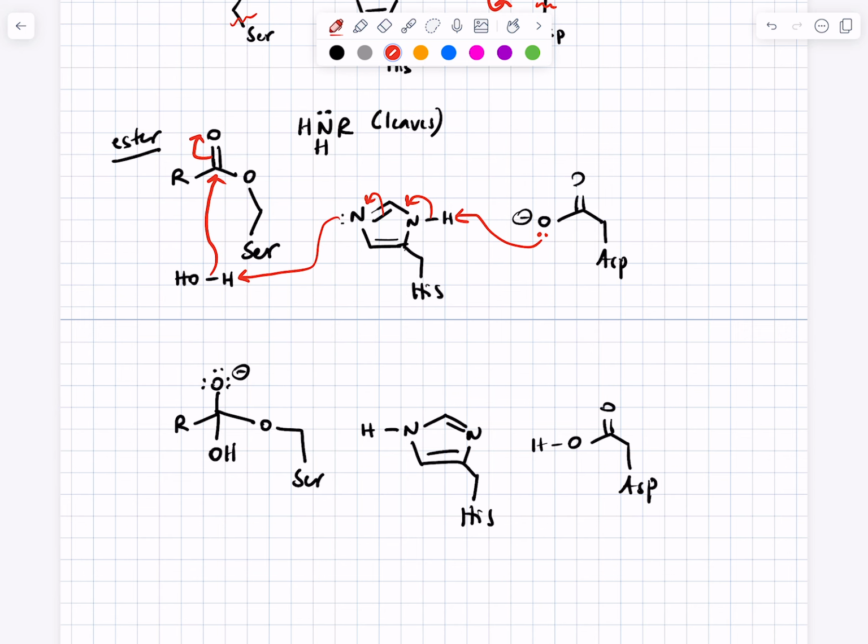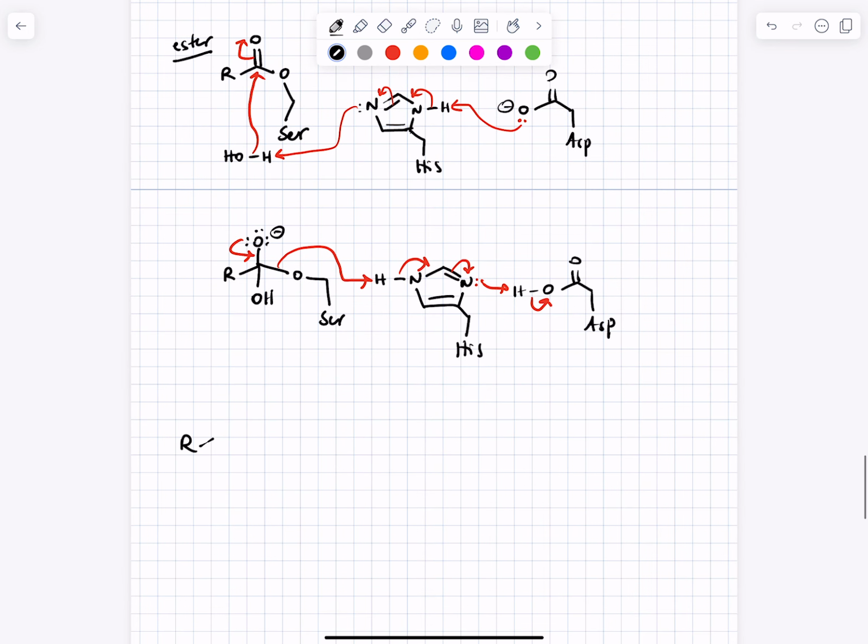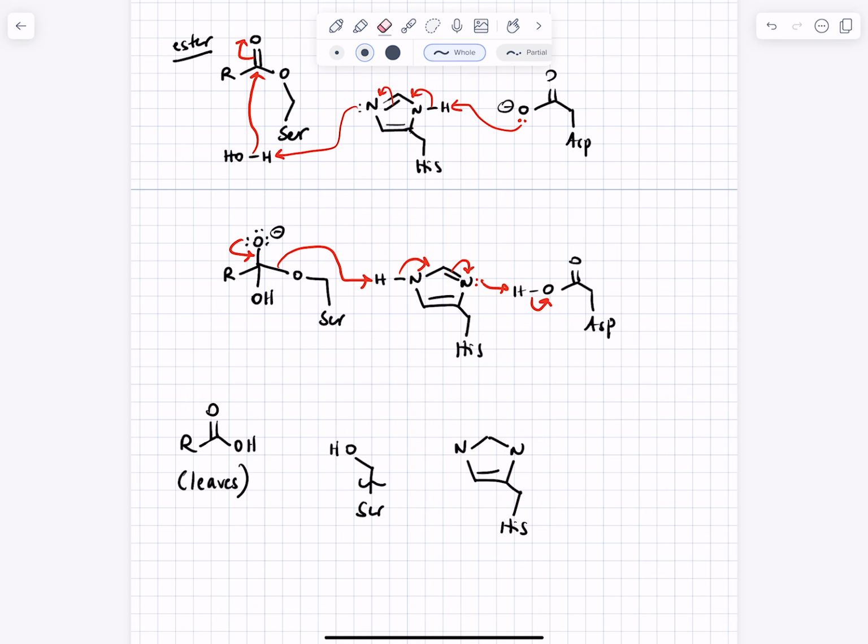And then electrons are going to kick down. Serine's going to leave. It's going to steal a proton from histidine, which is going to steal a proton from aspartate. That's going to release the carboxylic acid, which now can leave the enzyme active site. And that's going to restore the catalytic triad to its initial state. That's really important because, as you learned in Gen Chem, perhaps even in high school chemistry, catalysts are left unchanged by a reaction.